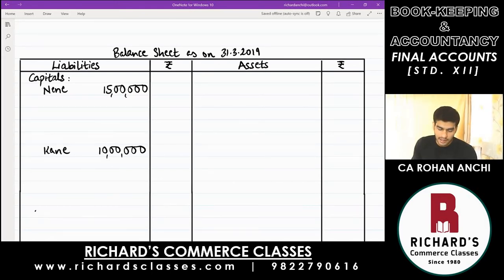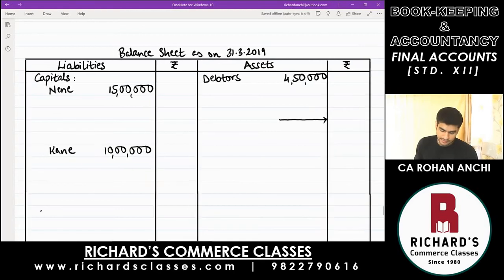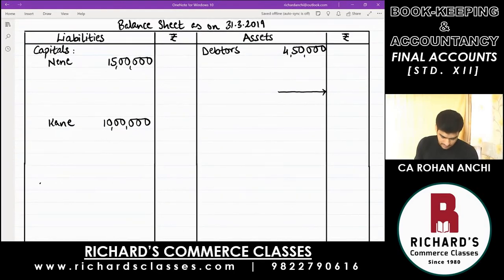Next, sundry debtors. That is an asset. Write down debtors. Inner column 4,50,000. And 2 adjustments are there, so you leave 3 lines. Next, sundry creditors. That is a liability. Amount is 3 lakhs.